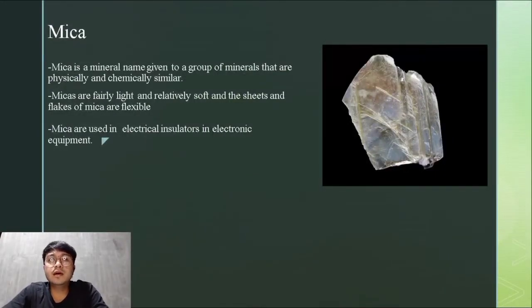Mica. Mica is the mineral name given to a group of minerals that are physically and chemically similar. Micas are very light and relatively soft, and sheets and flakes of mica are flexible. Mica is used in electrical insulators and electronic equipment.